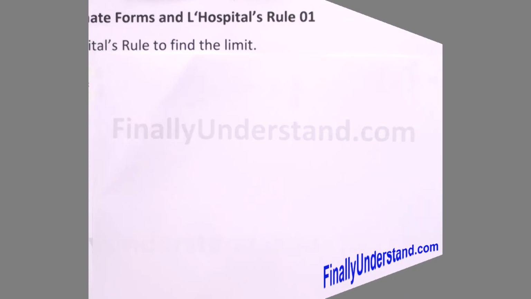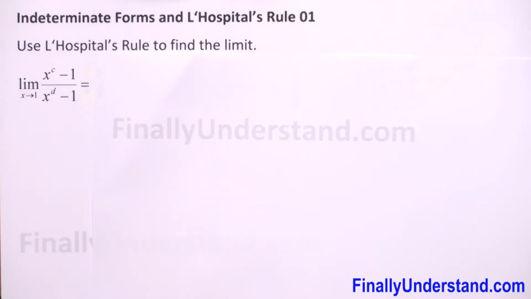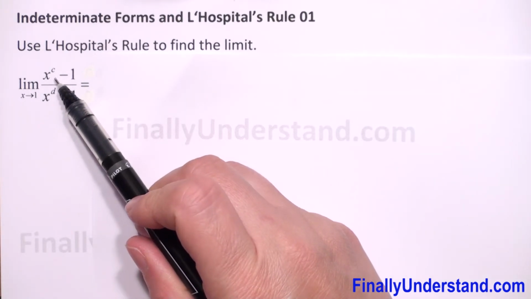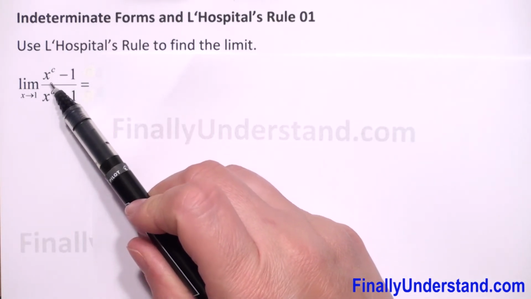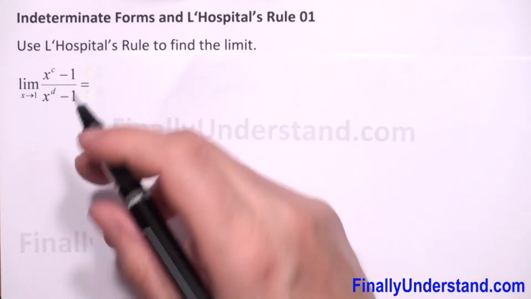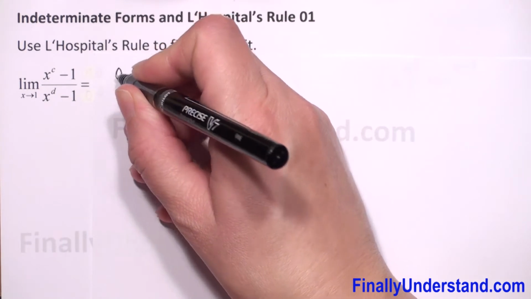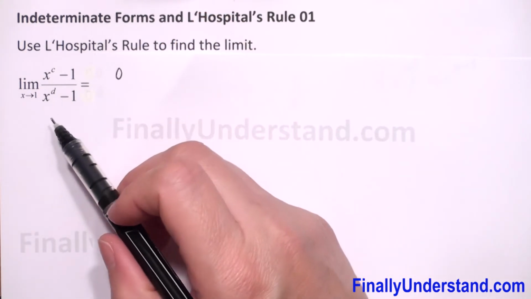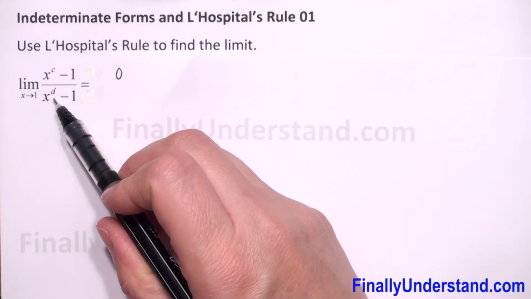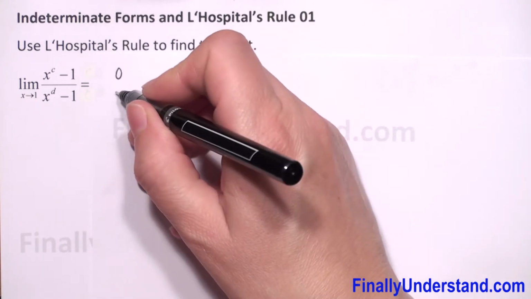We have to find the limit as x approaches 1 of this function. So let's see what will be when we replace x's by 1. We will have in numerator 1 to power c minus 1. 1 to any power is 1. So we have 1 minus 1 is 0. We have 0 in numerator, and in denominator we will have the same situation because we have 1 to power d minus 1, which is 0.